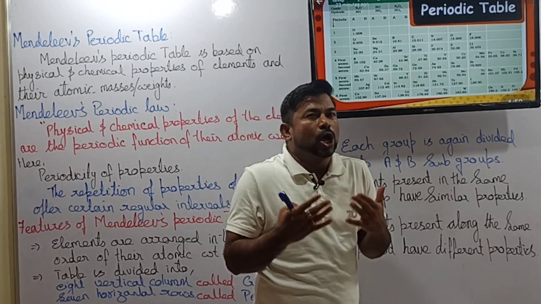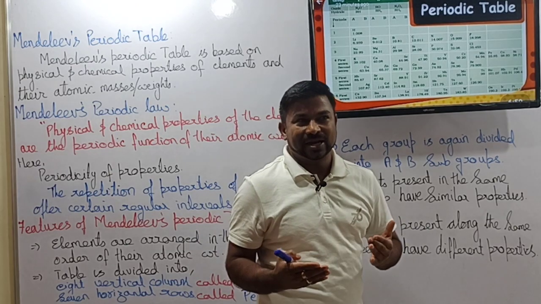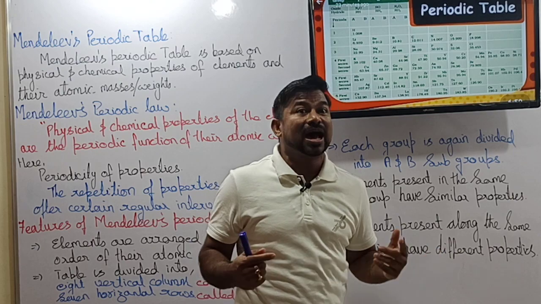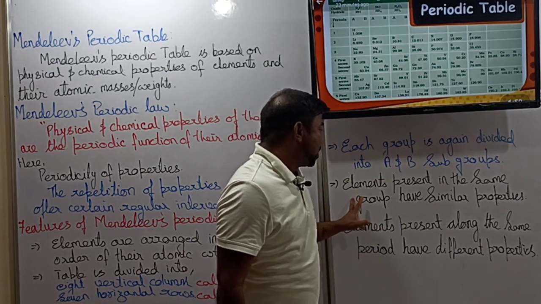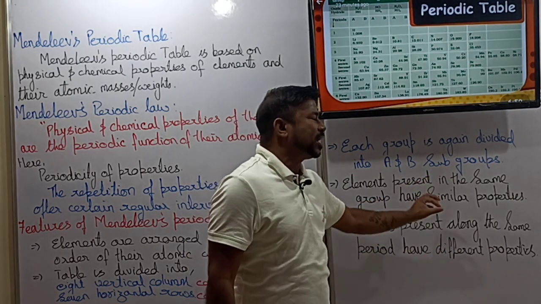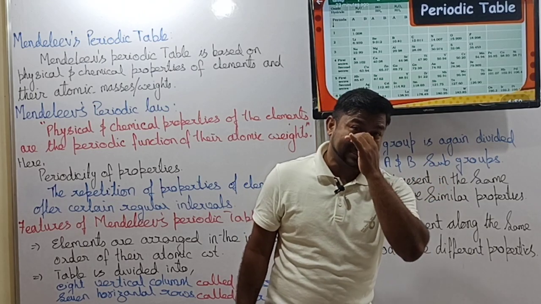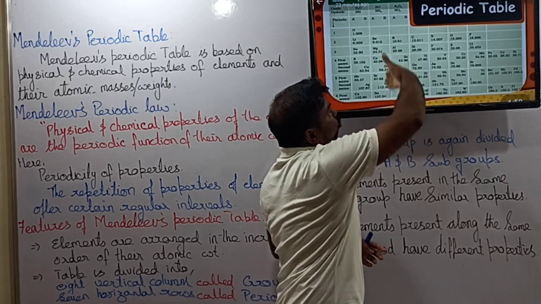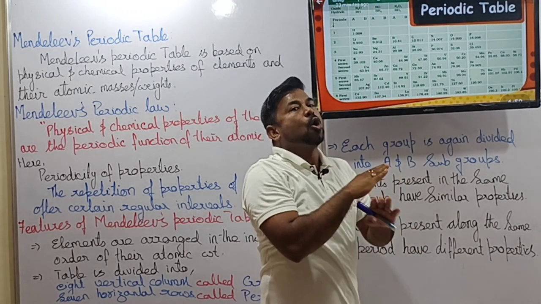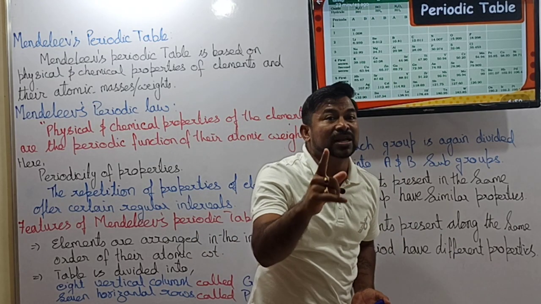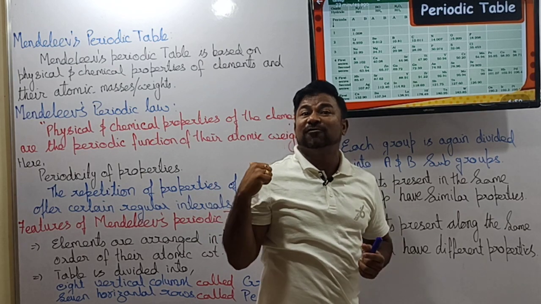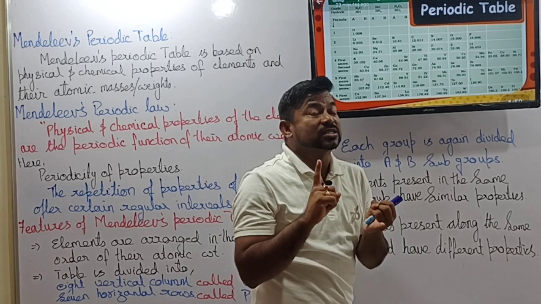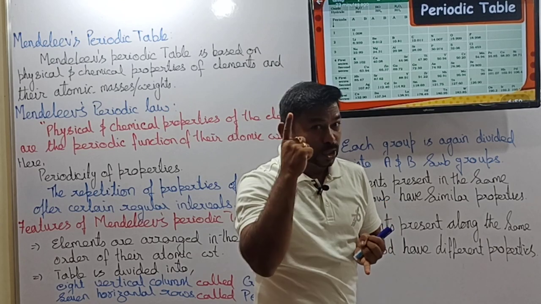Now, let us think about how the properties are in the periods and how the properties are in the groups. That's the main thing. Here they say, elements present in the same group have similar features. That is the point to be noted. All the elements in a vertical column group have similar features according to Mr. Mendeleev's periodic table. You have to remember, same features or similar properties in the groups.